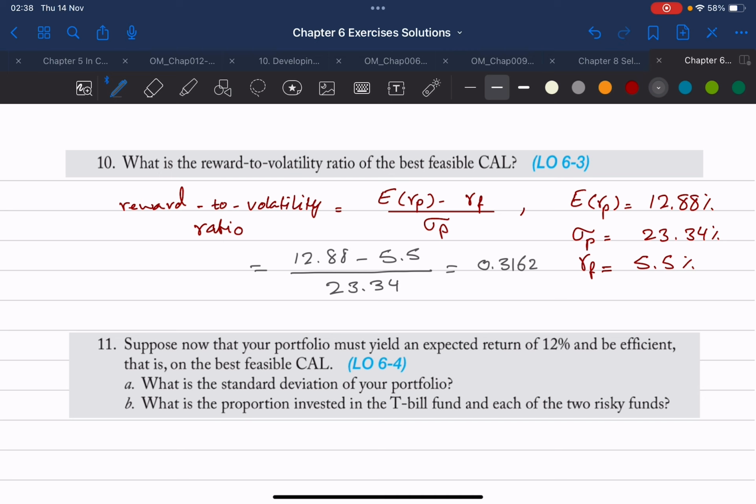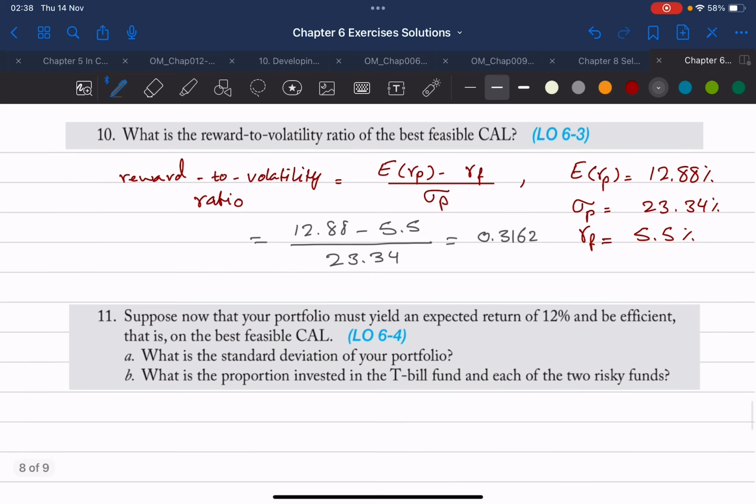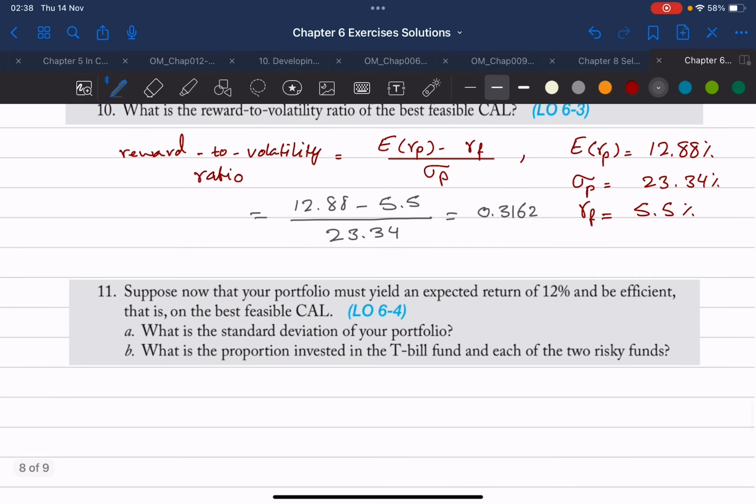Okay, now let's move on to the following question, question 11. It says, suppose now that your portfolio must yield an expected return of 12% and be efficient, that is, on the best feasible capital allocation line. What is the standard deviation of your portfolio, and what is the proportion invested in the treasury bill fund and each of the 2 risky funds?